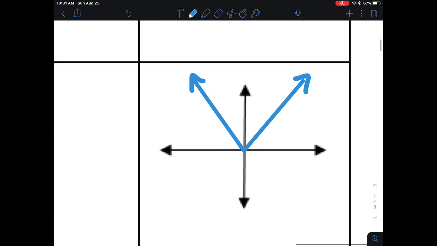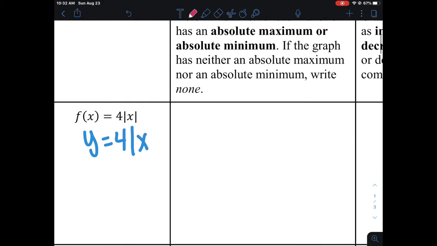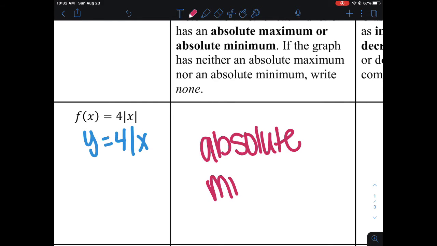So does this graph have an absolute top? Is there like the top of a mountain? That would be my maximum. Or does it have an absolute bottom point? That's my minimum. And this graph has an absolute bottom. The graph never goes below that red dot. So that is my minimum. That is my rock bottom. Okay, so we will write absolute minimum.